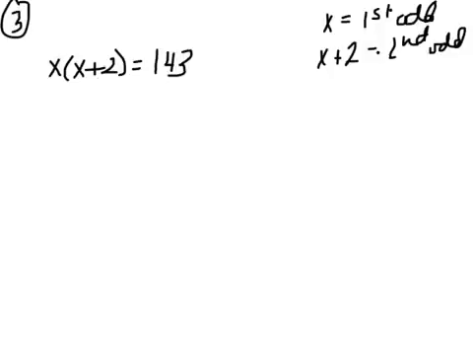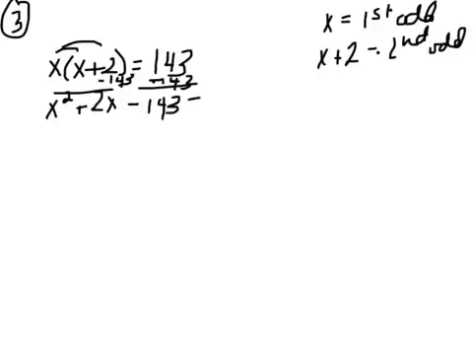Okay. Now to solve this, we will have to get all the terms on one side and then try to factor it, okay? So let's see, I've got to simplify the left side first. X times x is x squared, and x times 2 is 2x. And then I'm going to subtract 143 from both sides. So I'll just do all that really quickly here. So it's x squared plus 2x minus 143 equals 0.